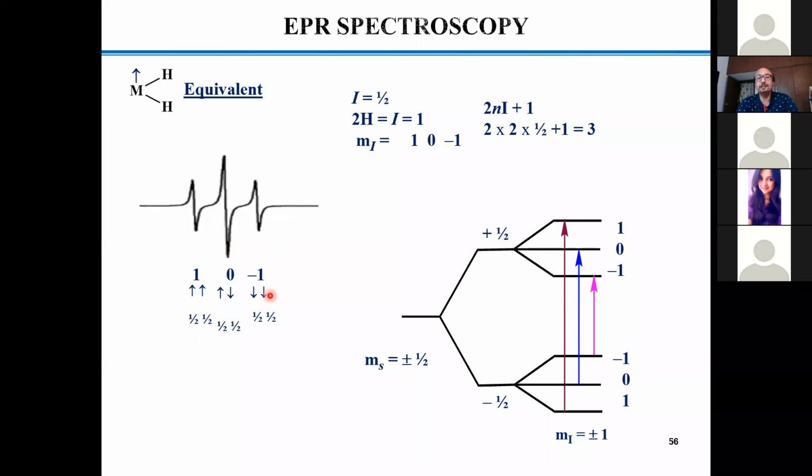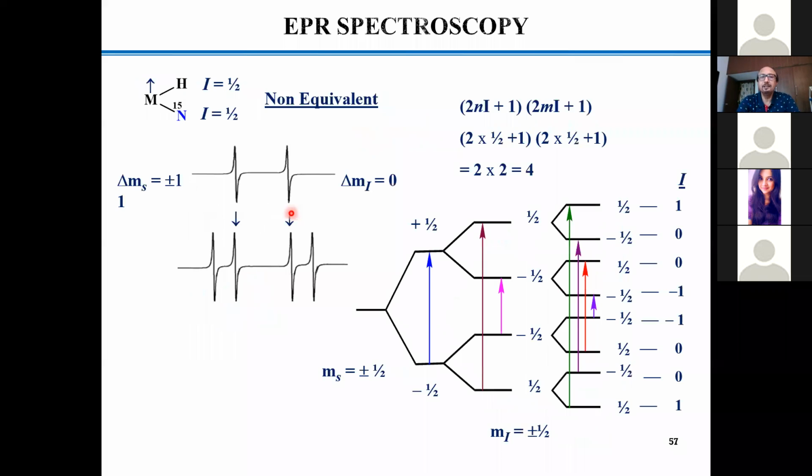Here, it's a small molecule, so you can easily calculate the intensity ratio: 1:2:1. I'm comfortable in dealing with this intensity ratio for small molecules, not for the larger molecules. Now, let us move from here to a different situation.